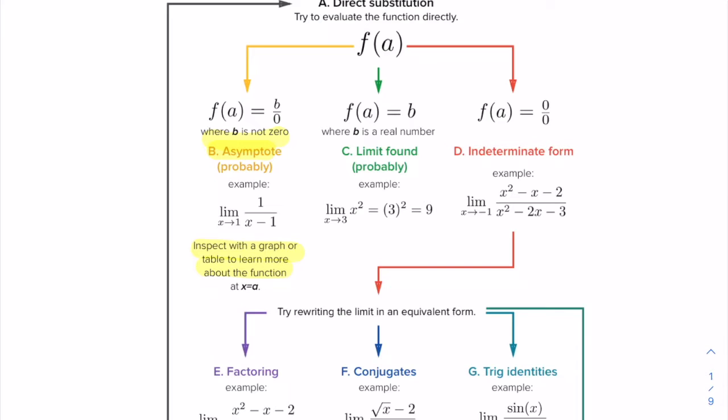The second scenario, which happens a lot when you have a linear function or polynomial, is that you'll get a real number. And more likely than not, it'll be that value. Just be careful if you have piecewise functions or functions that behave differently. And the third scenario is you'll get a function in indeterminate form, so 0 over 0.